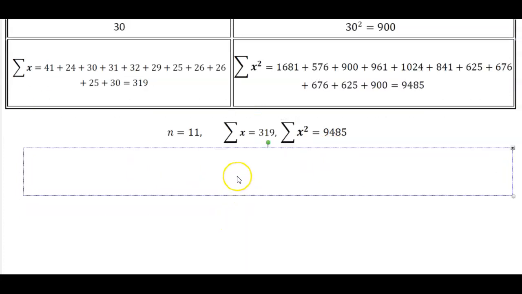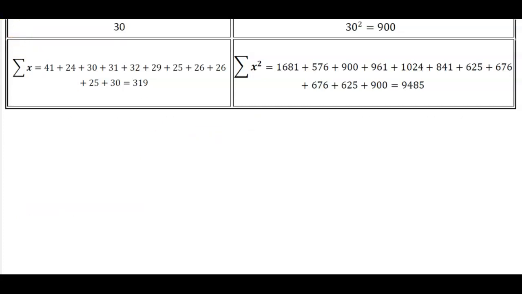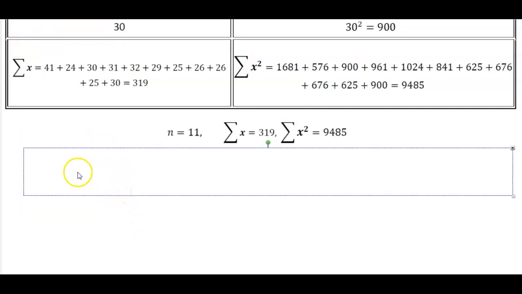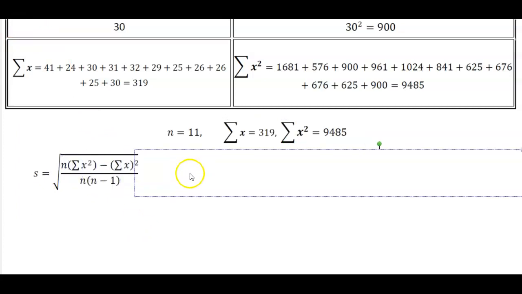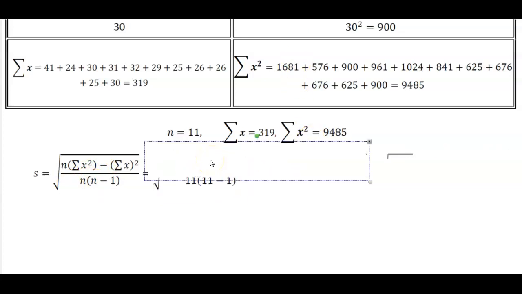Now we are going to use the formula. So here's the shortcut formula. S is going to equal the square root of n times the sum of x squared, minus the square of the sum of x, all divided by n times n minus 1. So let's go ahead and fill in our information.